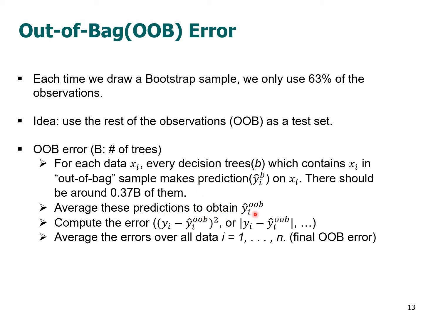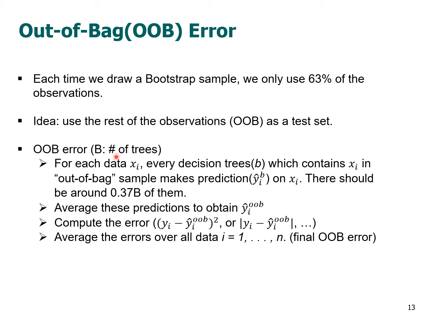Now that we have the average prediction, we can compute the error for this data point. This is the true value minus the predicted value on x_i. There are many variations of error: you can compute a squared error or an absolute value. Whichever you choose, you compute the error of this data point. This is the true value, and this is the average prediction by the OOB decision trees. So every data point has an error.